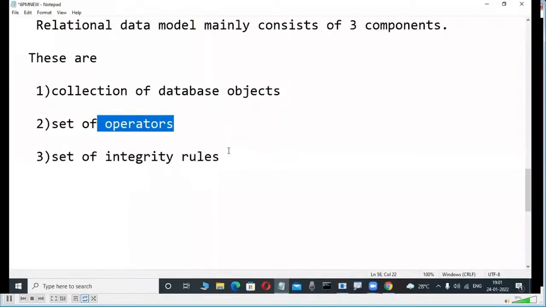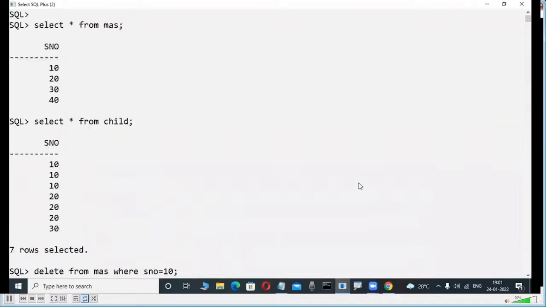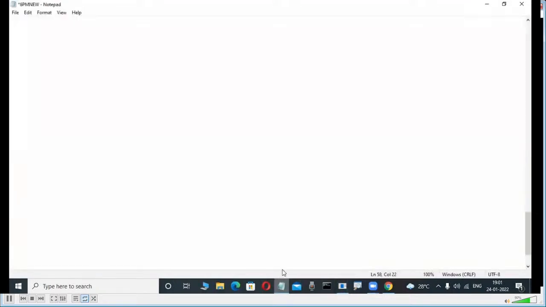Are they working based on rules or not? Yes, all these things are rule based. For example, the child record rule: when deleting or inserting something, rules are there or not? Yes. Here, master is nothing but a parent table.